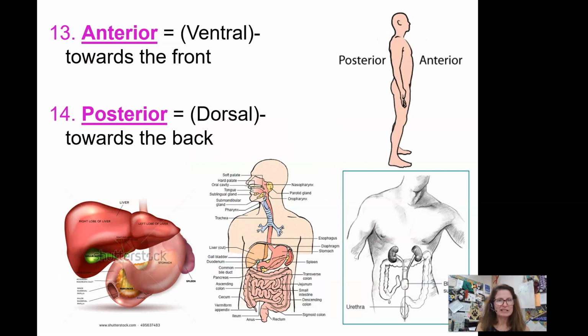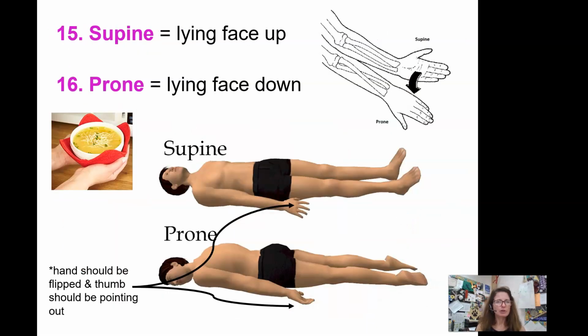We have one more set of location reference terms, supine versus prone. This is your body position basically. So are you in the supine position or are you in the prone position? Supine just means you're laying on your back, basically. So if you're a back sleeper, you're sleeping in the supine position. If you're a tummy sleeper, you're sleeping in the prone position. But other body parts can be supine or prone also.